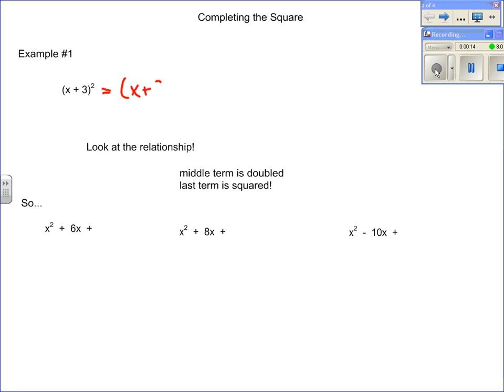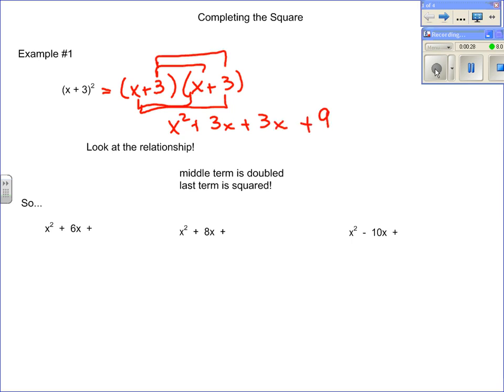Well, this comes from the fact that you could take x plus 3 and x plus 3 and you can FOIL them. And when you FOIL them, there's your firsts giving you x squared. There's your outers giving you 3x and 3x added together. And then finally, that gives you plus 9 there. And if you look, you've got x squared plus 6x plus 9.